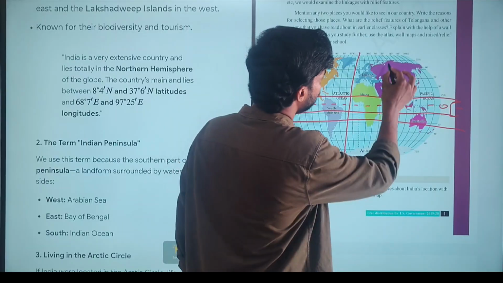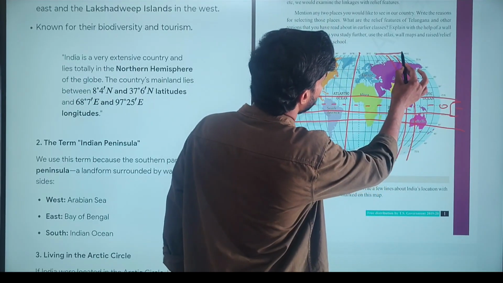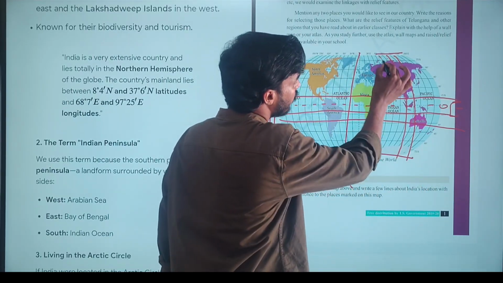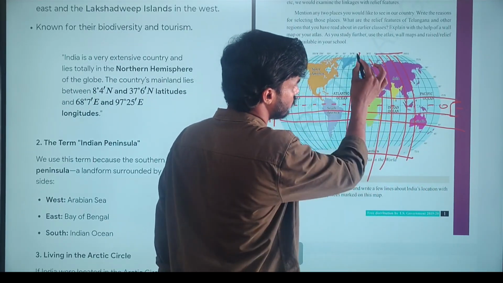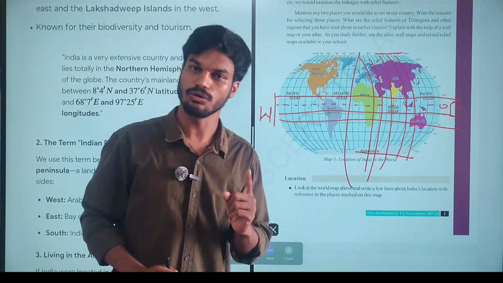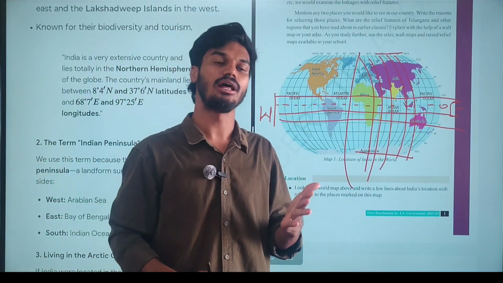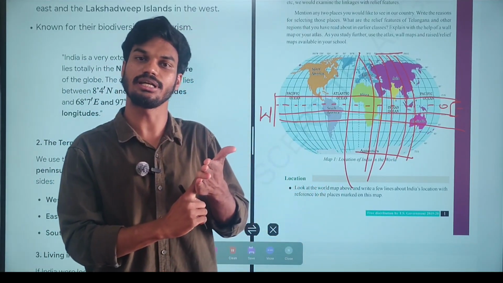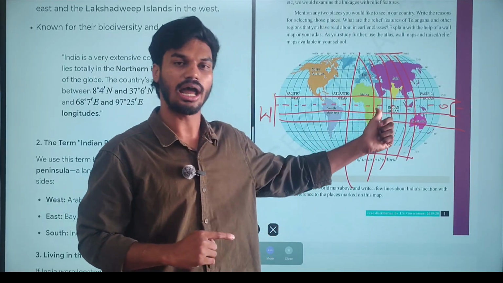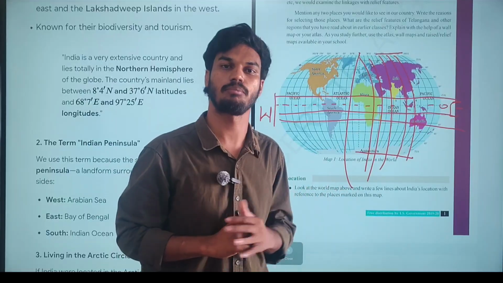Coming to longitudes, the lines passing from the North Pole to the South Pole are known as longitudes. Clear? The importance of latitudes and longitudes is that they help in locating the exact position of a country, state, or place.